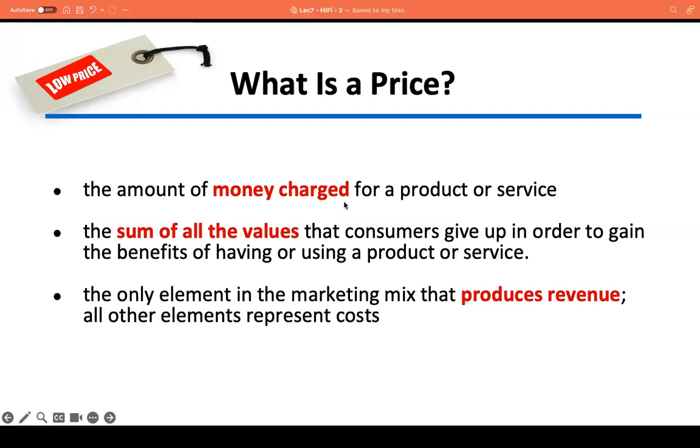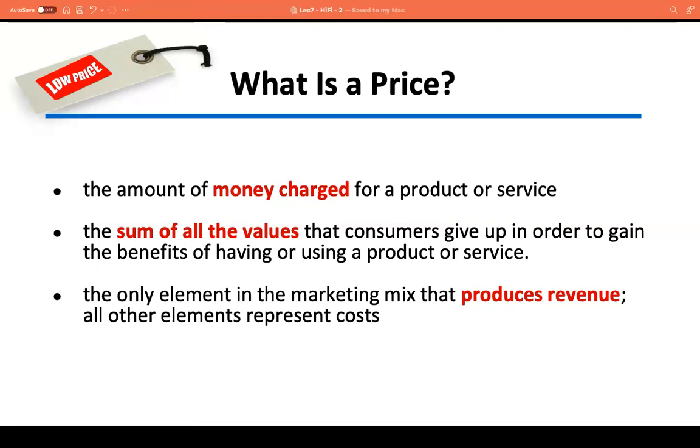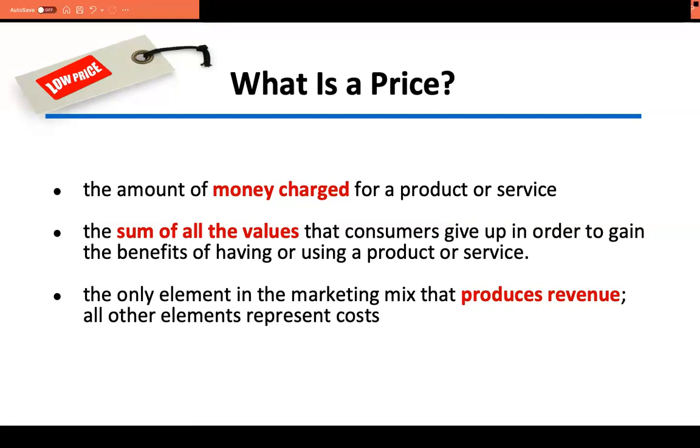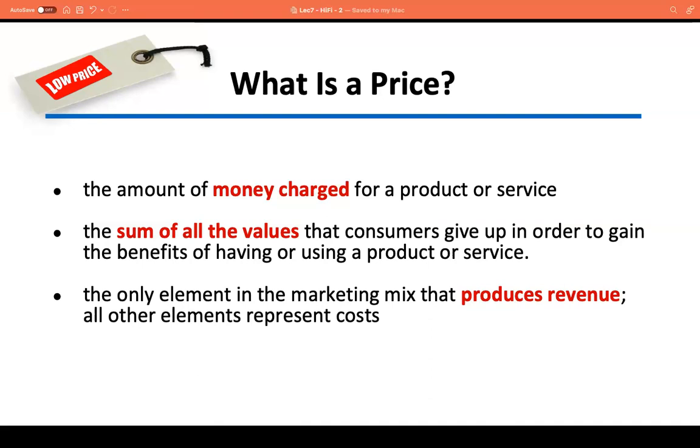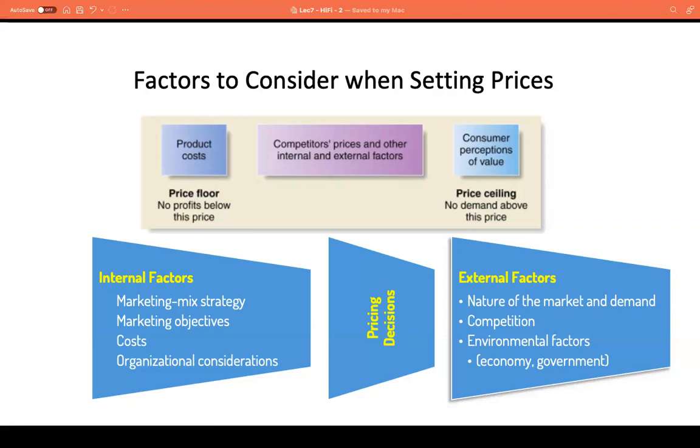So out of all the elements in the marketing mix, which includes the product, the price, the place, and the promotion, the price is the only element that produces revenue. So the rest of the 4 Ps represent cost. Okay, so setting the right price is crucial for achieving sales and profit.